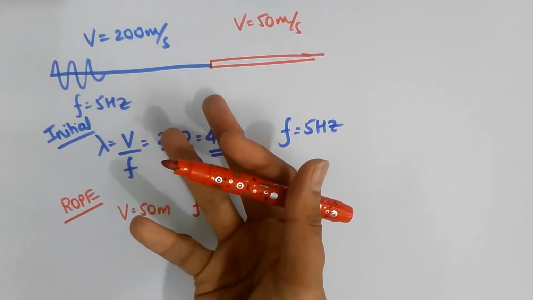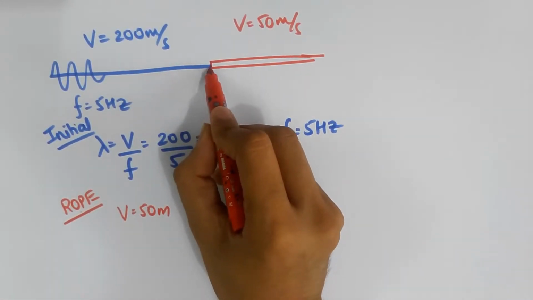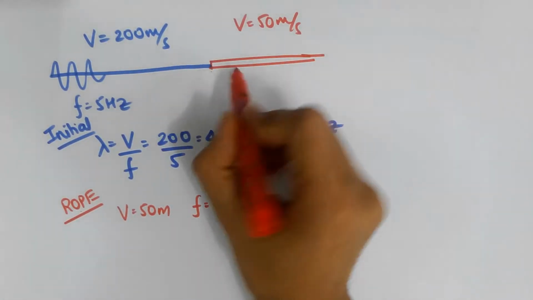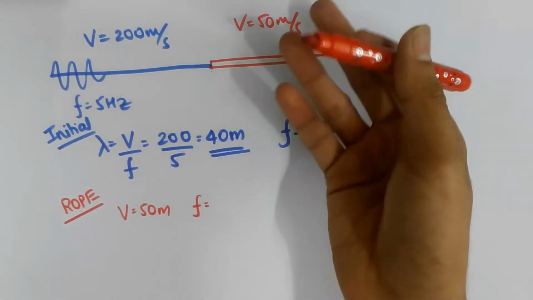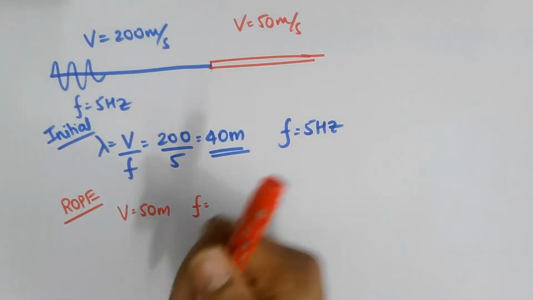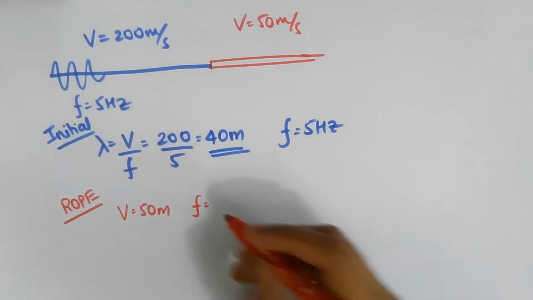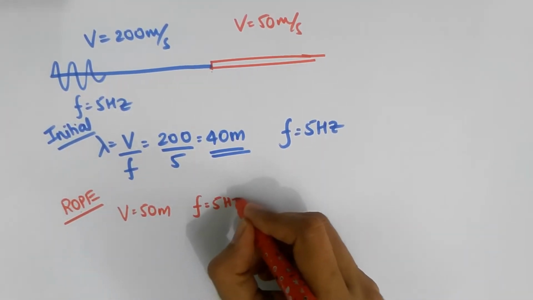Continuity is needed, right? Is it possible that this particle at the junction, the left one, the blue one, oscillates 5 times per second and the one on the right oscillates at a different frequency? That's not possible because these guys are integral, they're connected to each other. So we can understand from here the frequency must remain the same. So frequency is 5 Hz.